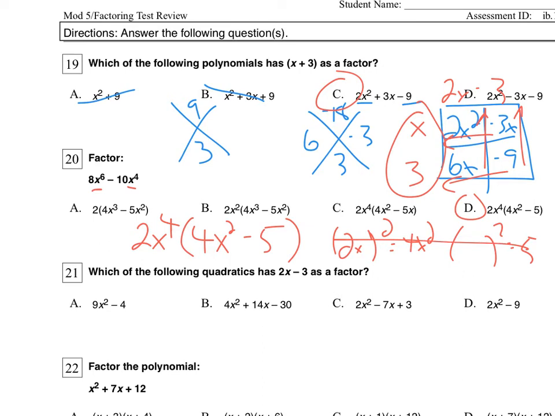21. Which of the following quadratics has 2x minus 3 as a factor? Again, we're looking to factor this out. So A is difference of squares. I can go a little quicker through this. So we get 3x minus 2 and 3x plus 2. That is not what we want. So that doesn't help us.